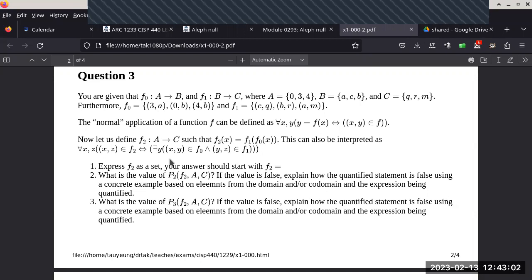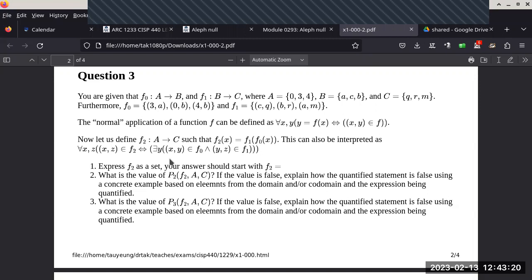And then I define A, B, and C. A has 0, 3, 4 as members. B has a, c, and b as members. And then C as a set has q, r, m as its elements. Are we doing okay so far? That's just given, okay? These are all things that are given to you.